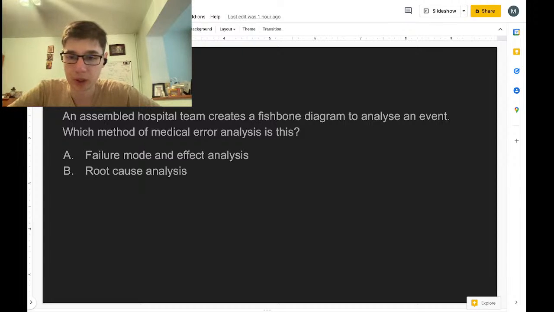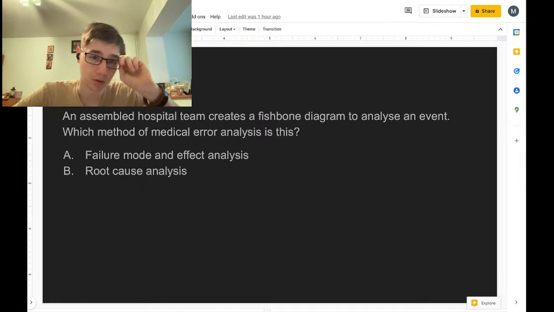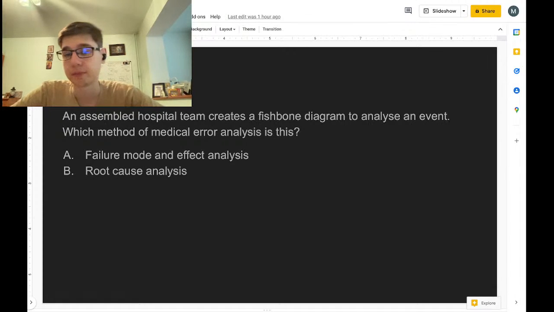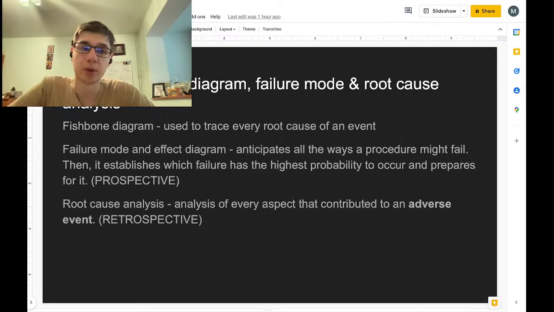Okay, so we have two B's. Please let me know why you think root cause analysis is the one to choose for a fishbone diagram. Okay. Parth is right, as well as Dr. Deepak. The answer is B.